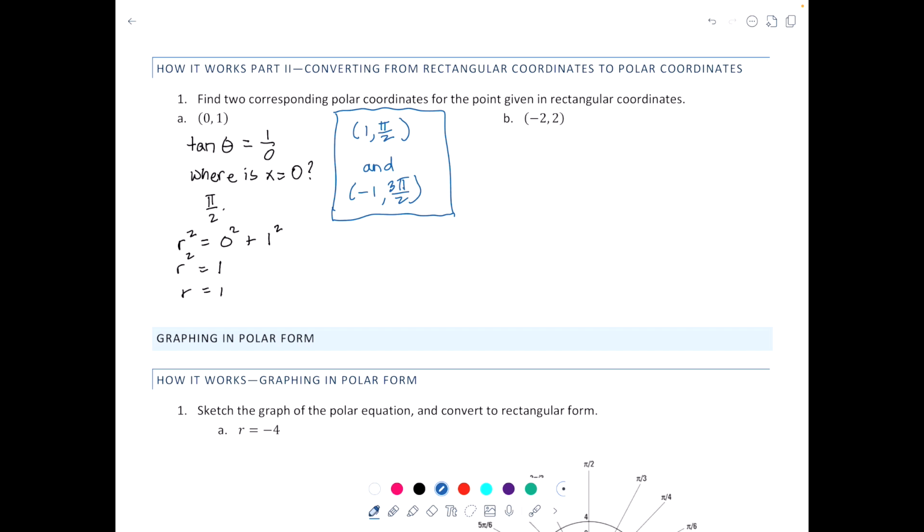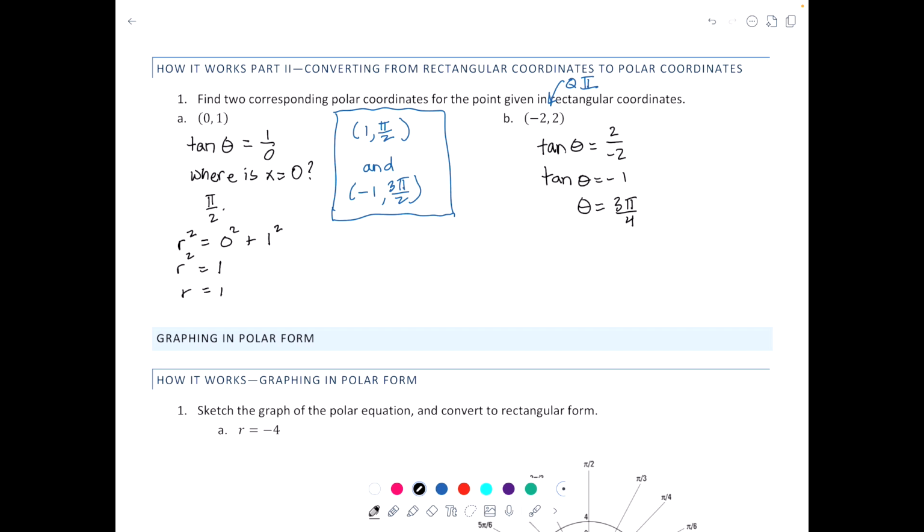Okay, so negative 2, 2. Recognize that you're in the second quadrant. So here, we're in quadrant 2. That'll be important for the angle, right? So we go to our tangent. Tangent theta is equal to 2 over negative 2. Tangent theta is equal to negative 1. And so that occurs in quadrant 2 when theta is equal to 3 pi over 4.